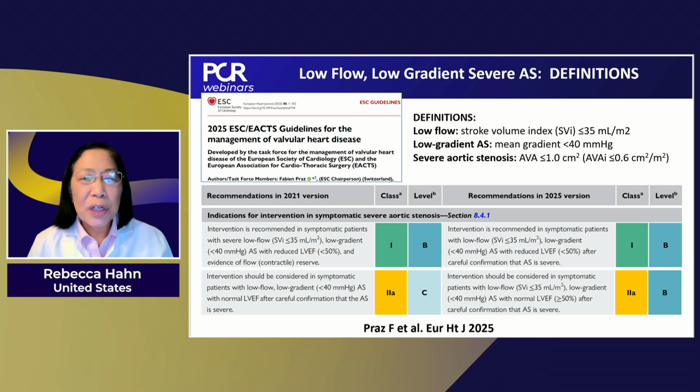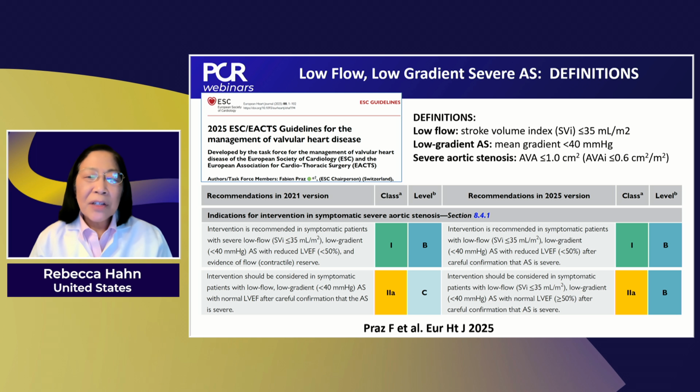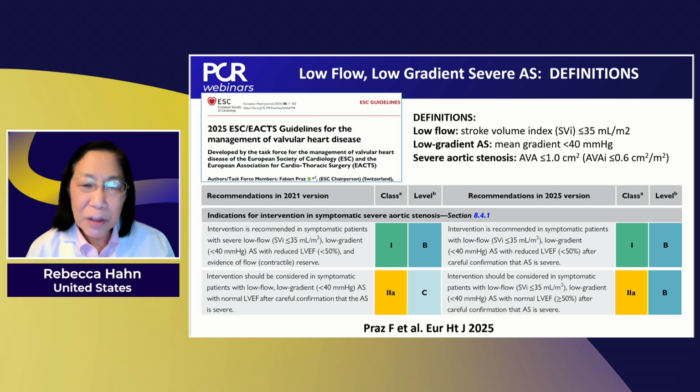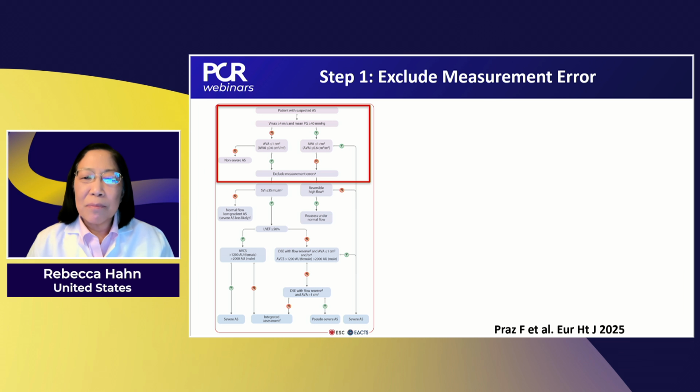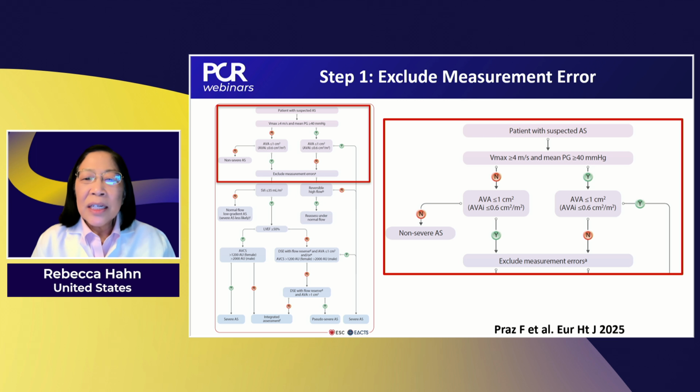Therefore, we have a situation where you could have low flow, defined as a stroke volume index of less than or equal to 35 milliliters per meter squared, and a low gradient with a mean gradient of less than 40 millimeters of mercury, but severe aortic stenosis defined by Doppler with a valve area of less than or equal to 1 centimeter squared, or a valve area index of less than 0.6 centimeters squared per meter squared.